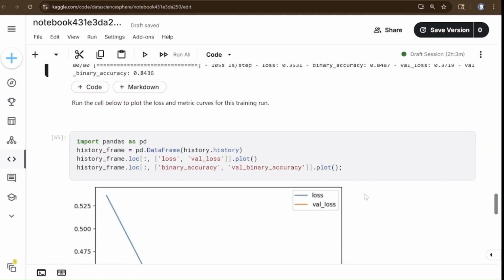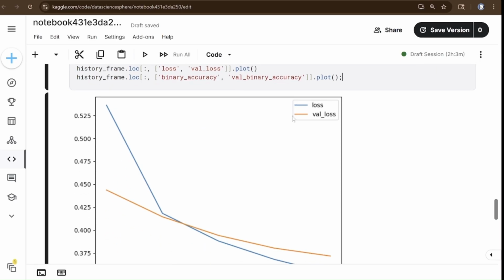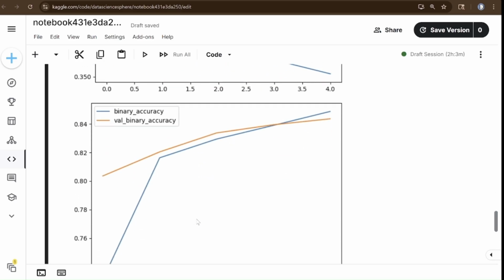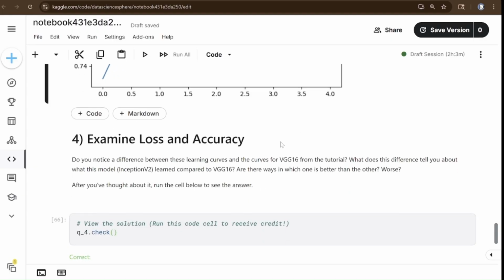Okay, now this is plotted. Here you can see the loss, validation loss. See, this one is loss for training data and this one is loss for validation data. Okay, this one is binary accuracy for training data and this is binary accuracy for validation data. So you can plot whatever you have got from the history.